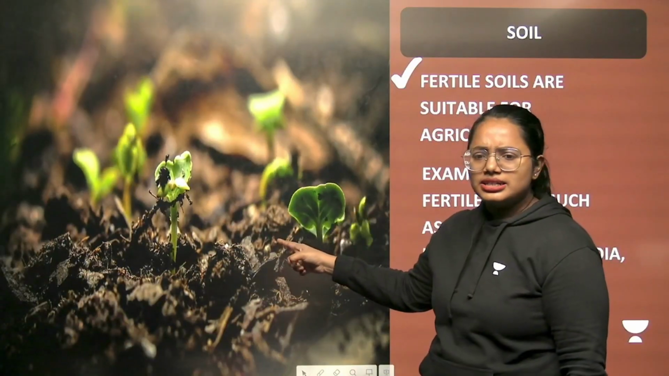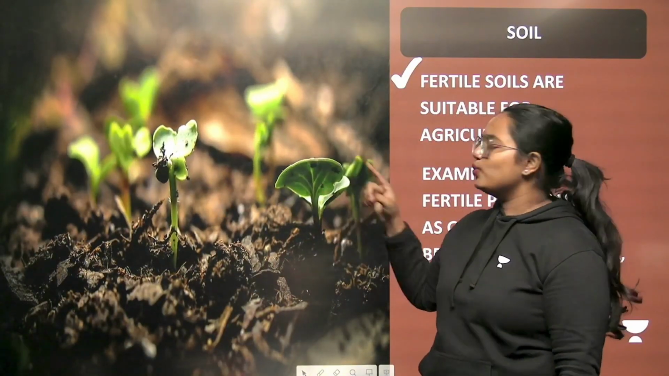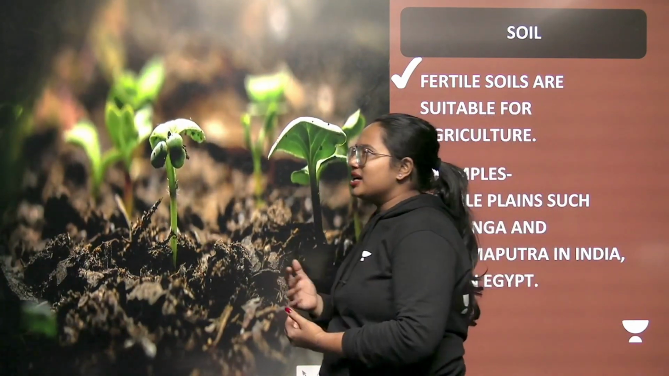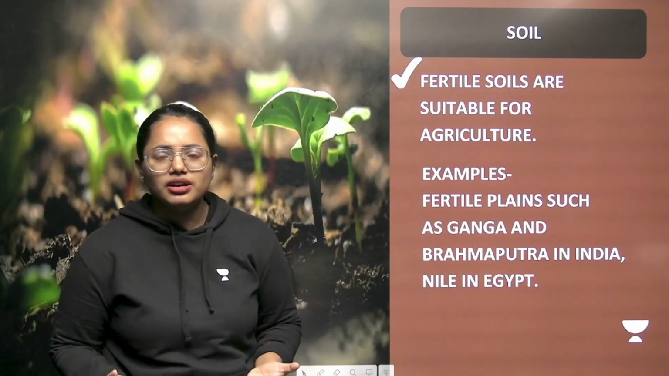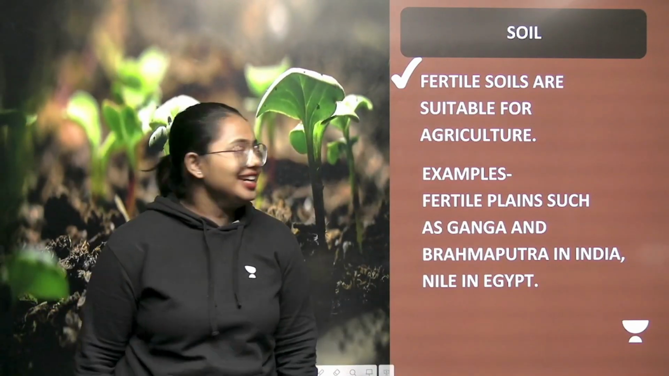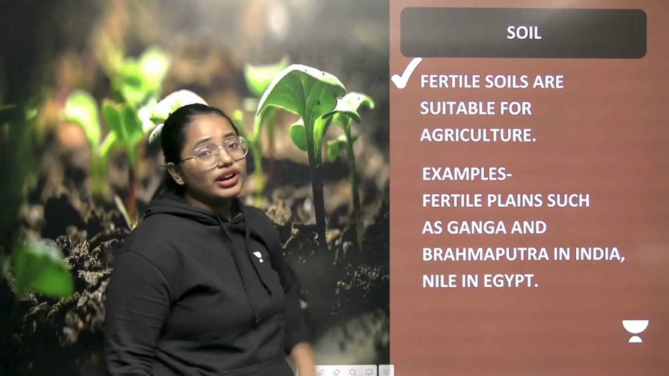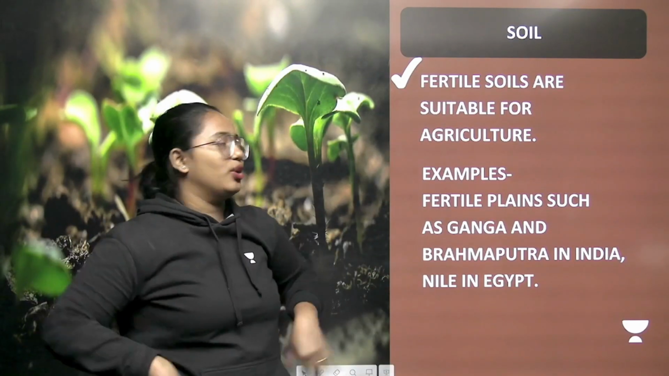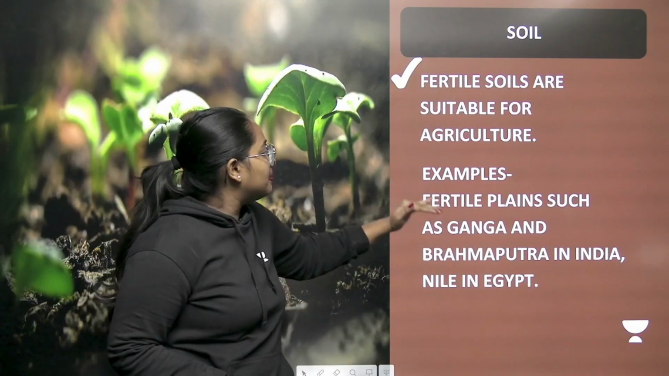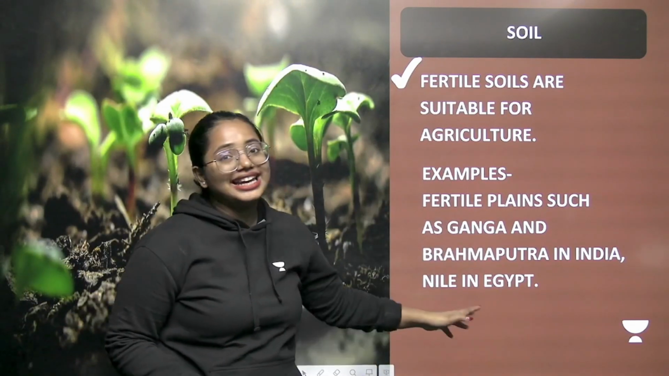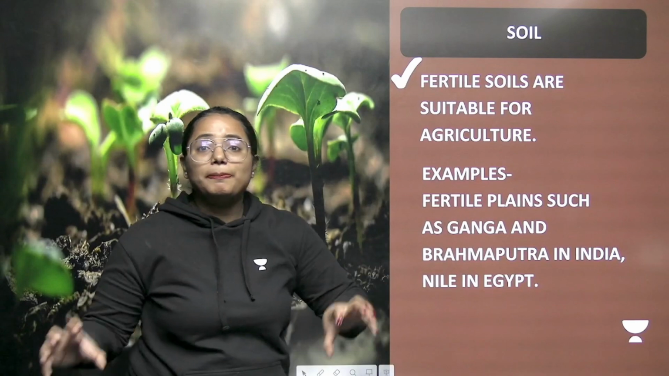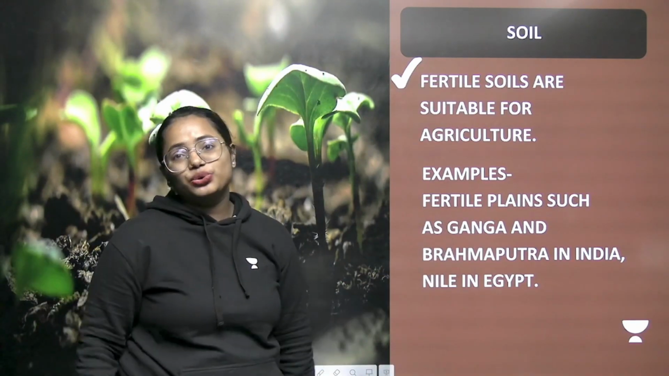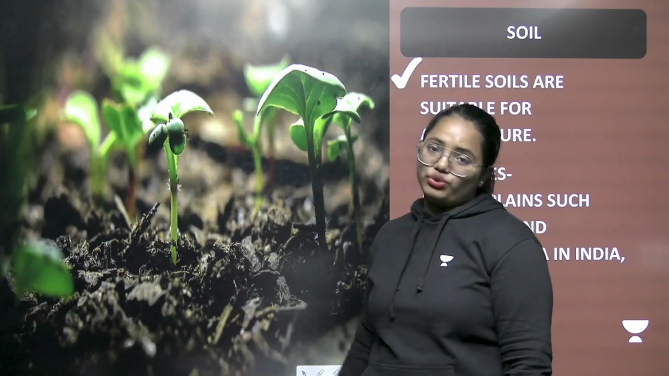Oh, look at this. You can see that soil is also one of the factors. But how? If I want agricultural activities to happen, the soil must be fertile, right? Yes. So fertile soils are suitable for agriculture. If the soil is not of that kind, people may find difficulty. Examples are fertile plains such as the Ganga and Brahmaputra in India, and the Nile in Egypt. These are the areas where people are populated because of the agricultural practices they can carry out there. Soil also has a good influence on this.